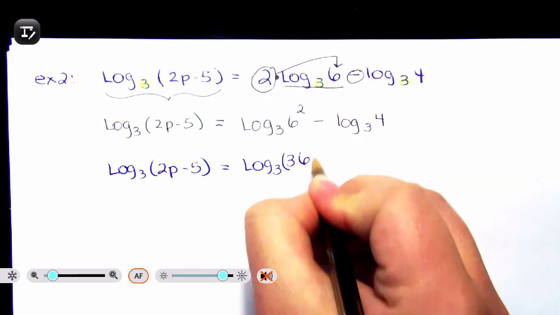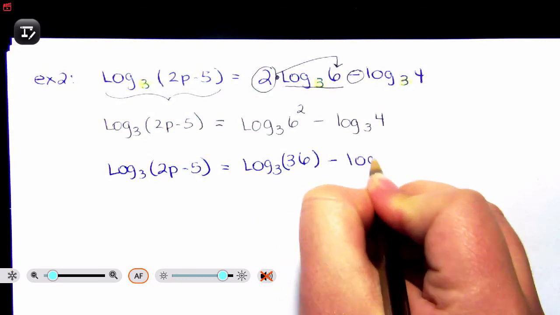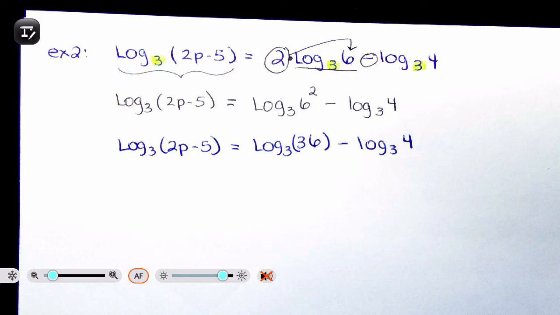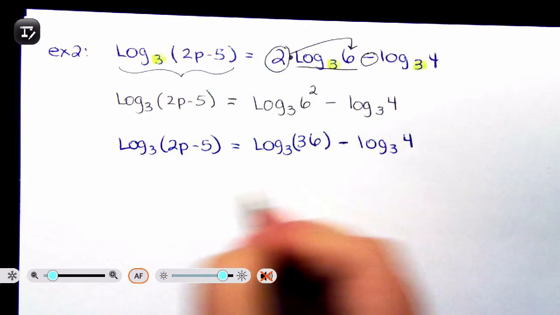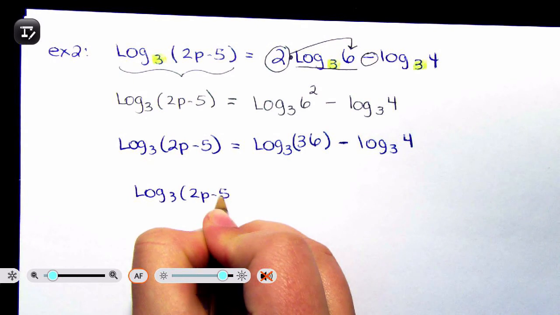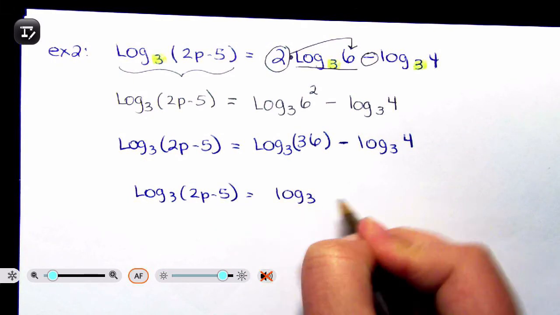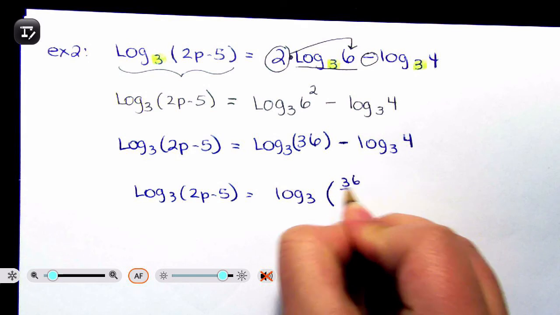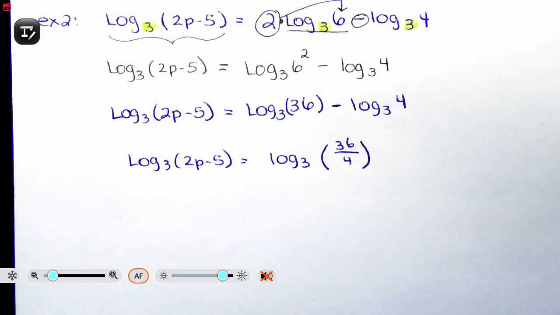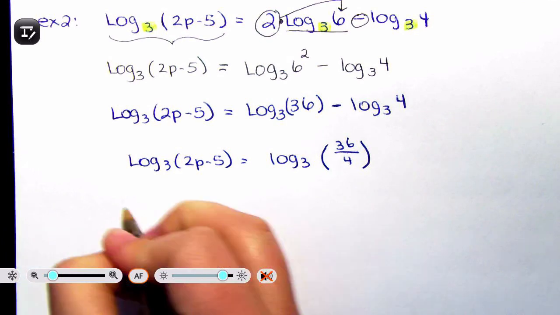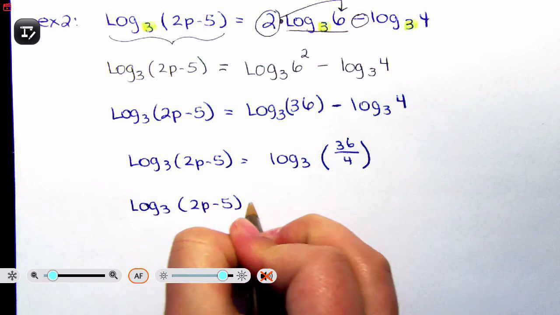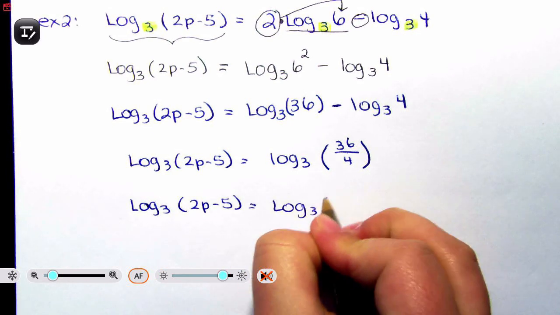Put that in a bubble in case you get confused with the 3's. This is not a property. This is just log base 3 of 36. We still need to do the quotient. So log base 3 of 2p minus 5. That is equal to log base 3 of, numerator is always first, divided by 4. 36 divided by 4, use a calculator if you need to, that is 9. So log base 3 of 2p minus 5 equal to log base 3 of 9.